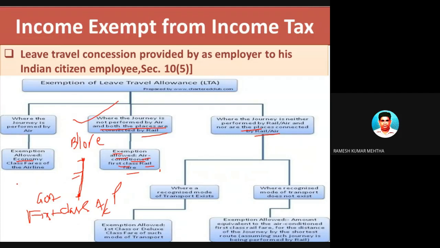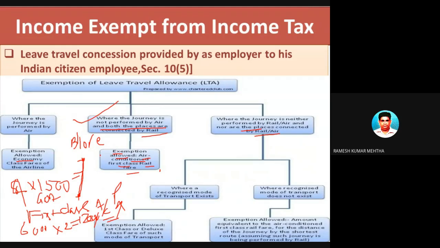So in this case, for example, if four members of the employee are going from Bangalore to Goa for a vacation, and the first class AC fare of this journey is 1,500 rupees. So 6,000 is two, and fro is another 6,000. Total amount is 12,000, which is the one which can be reimbursed by the employer, up to which it is fully exempt. Over and above, if it is reimbursed, it is fully taxable.